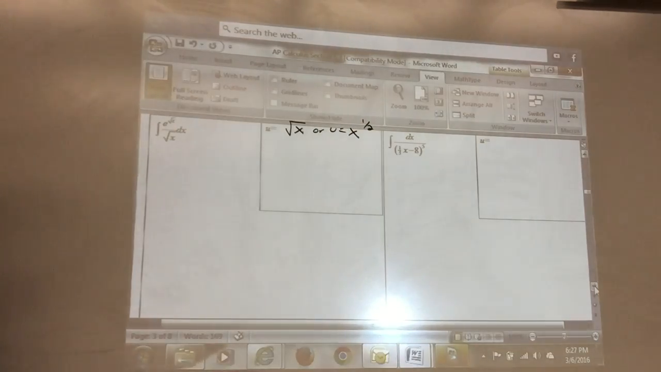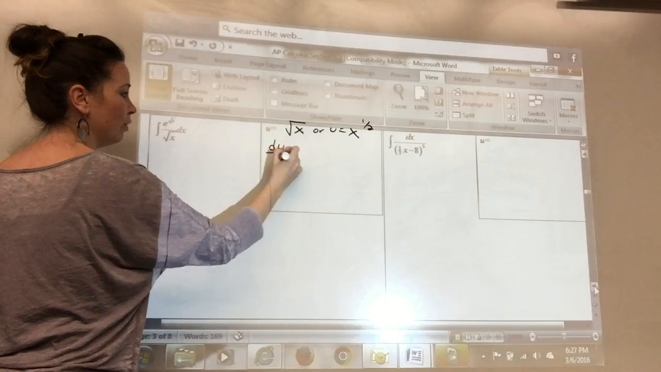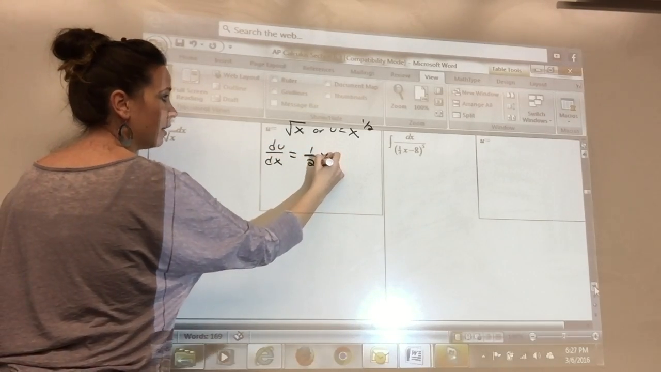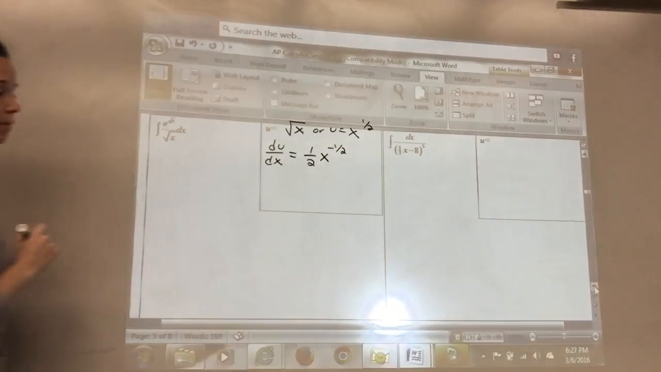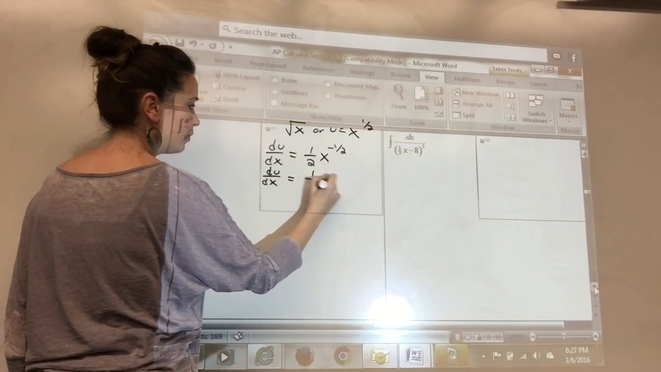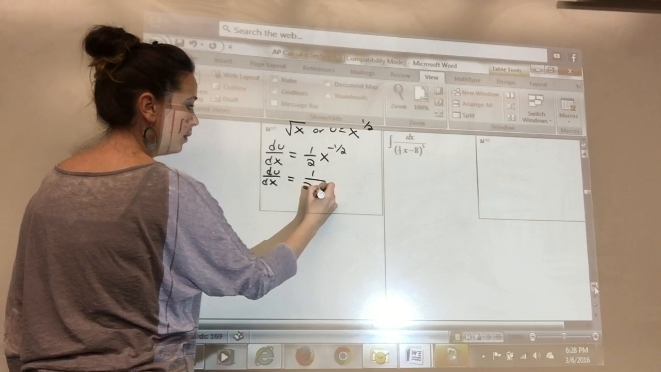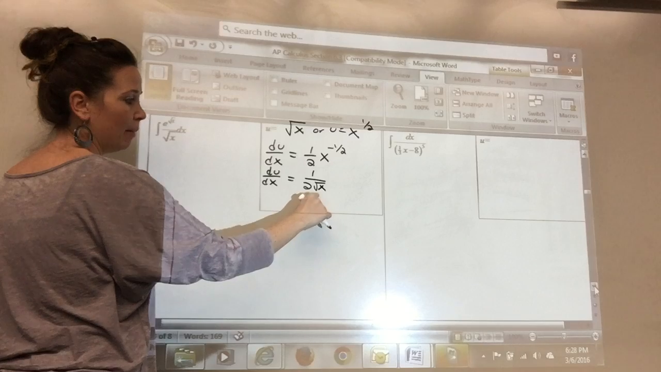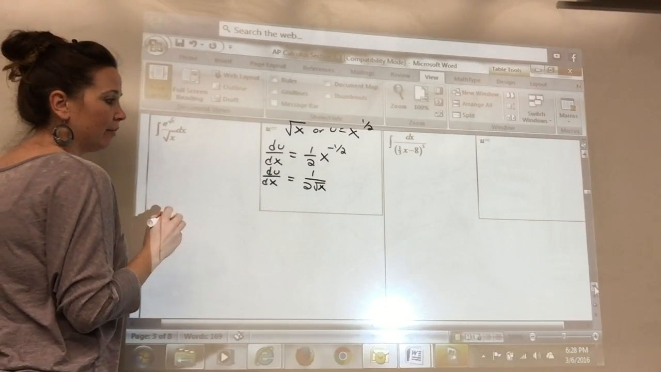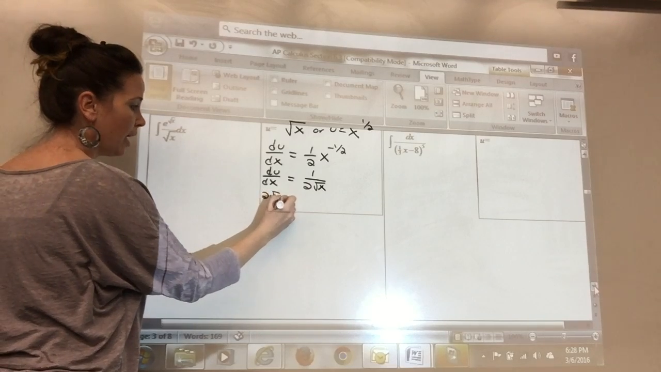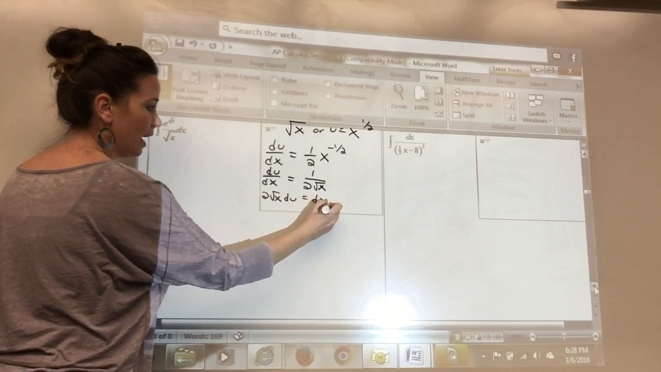They're the same thing. So when I go to take my derivative, du dx is equal to what? 1/2 x to the negative 1/2, right? Okay, so then let's rewrite that. du over dx equals 1 over 2, and we'll put the square root of x in the denominator, right? Because we know that x to the 1/2 is the square root, and that makes it go to the bottom.